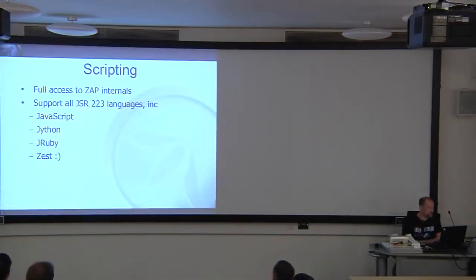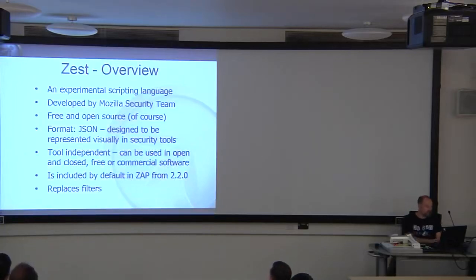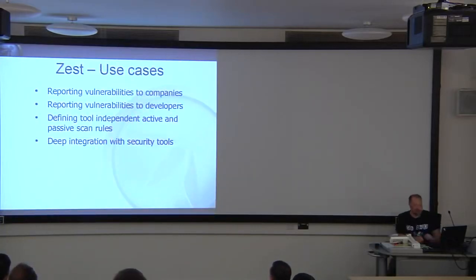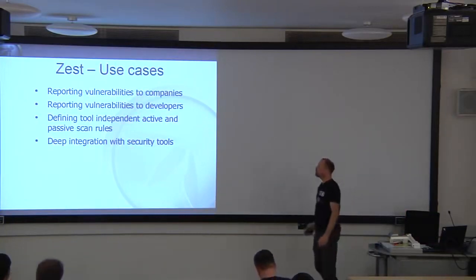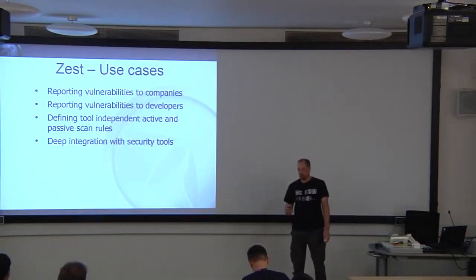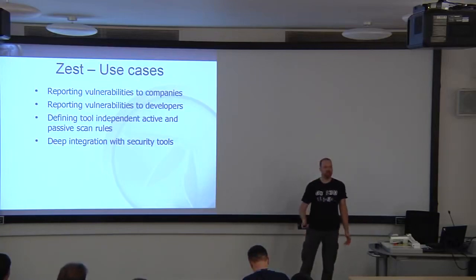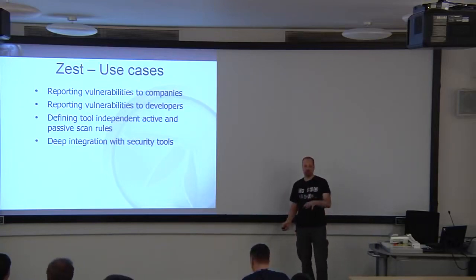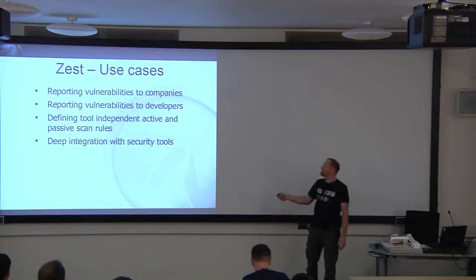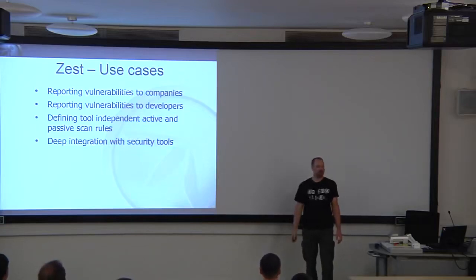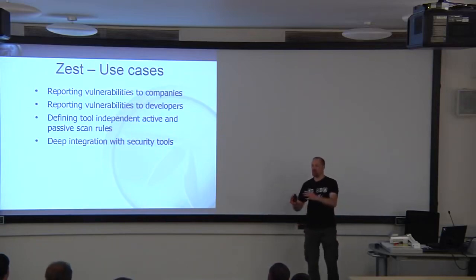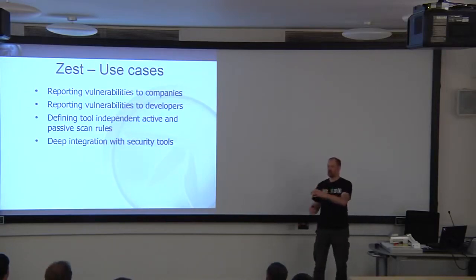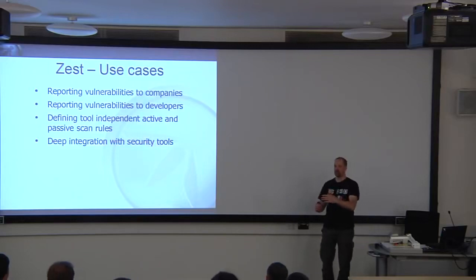Now, Zest is particularly powerful. I'm going to skip most of these, but it's got various use cases for Zest. One of them is reporting vulnerabilities to companies. And we use this in Mozilla. We say, if you find a vulnerability in a Mozilla website, we would like you to submit a Zest script, because we get some awful bug reports, as you can probably imagine. It'd be really great if we have detailed, point by point, this is how to reproduce it. And that's what Zest gives us, because we can just run it.